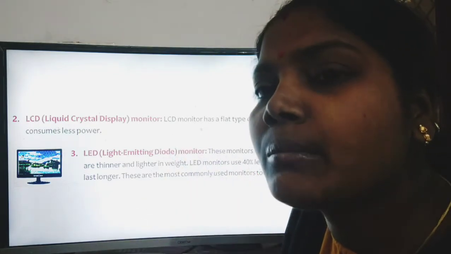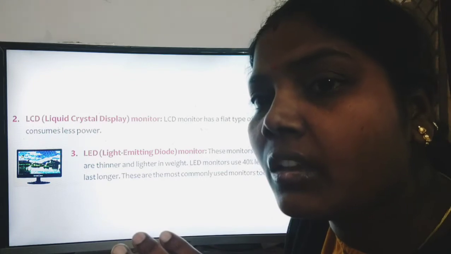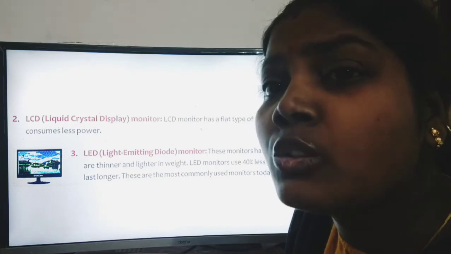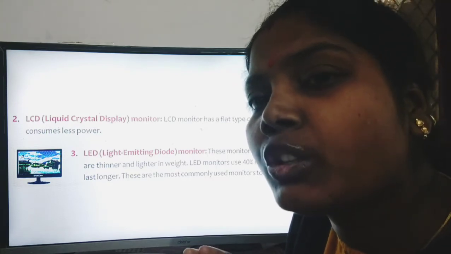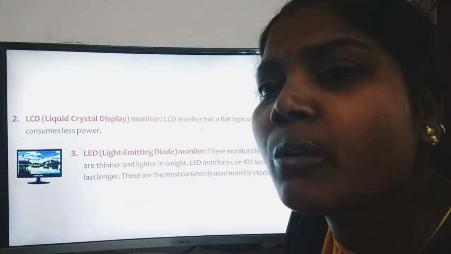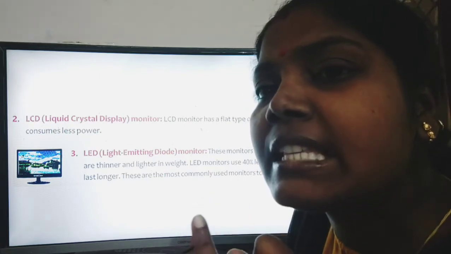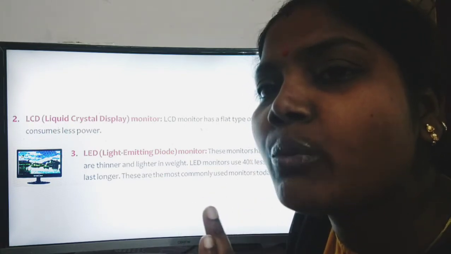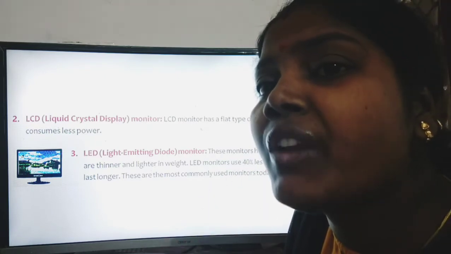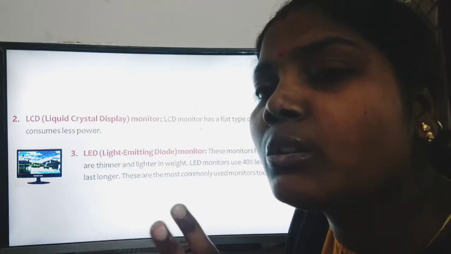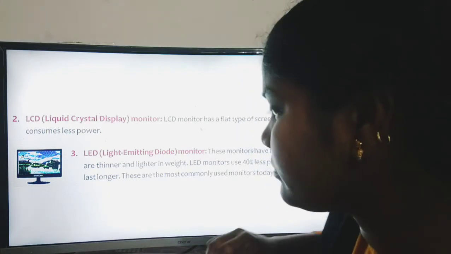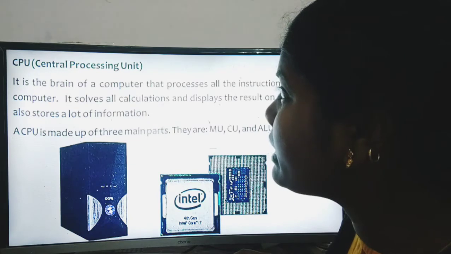Monitors mean whatever we do on a computer will be displayed on a monitor as a result. What the monitor shows us is called a soft copy. There are three types of monitors: the first is CRT, the second is LCD, and the third is LED. When we compare the three, the third one is the best, and nowadays people use it most. So we will move to the next one.